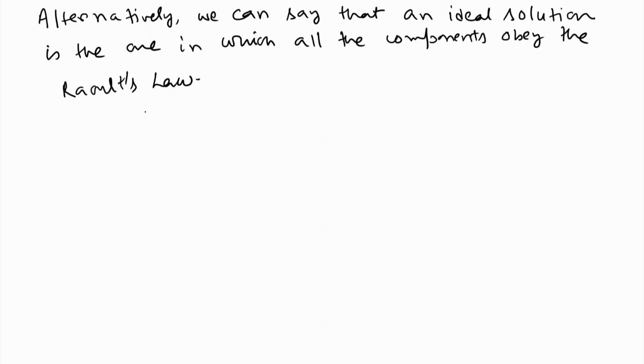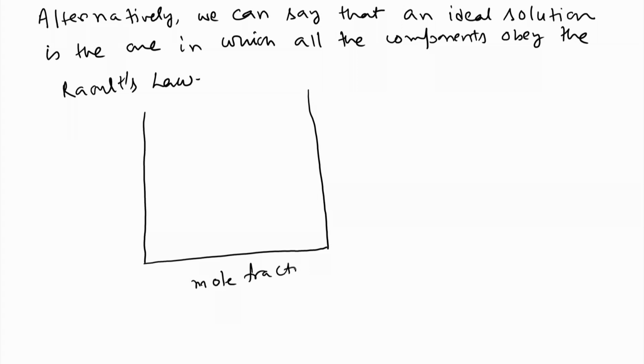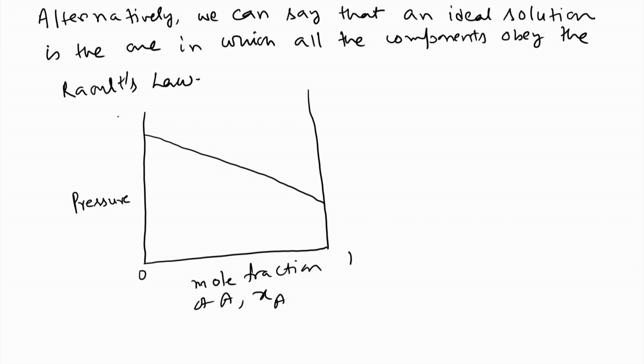So, if we plot mole fraction of A versus pressure, okay, we can get a plot like this. So, when XA is 0, this is nothing but PB star, right, and when X equals 1, this point is nothing but PA star.